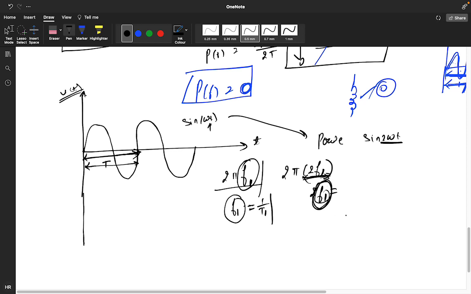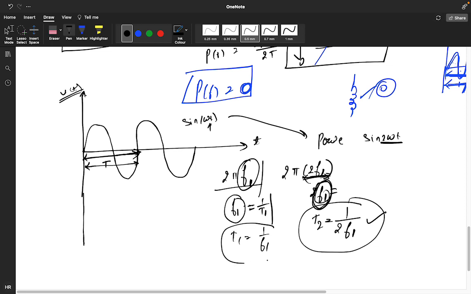If this frequency is getting double, the new time period, your T2, will become 1 by 2f1. So T1 was earlier 1 by f1, now T2 you are getting 1 by 2f1. Means earlier, suppose the time period was 4. This 1 by f1 was 4. Now your T2 will become half. Right? Your time period will become half.